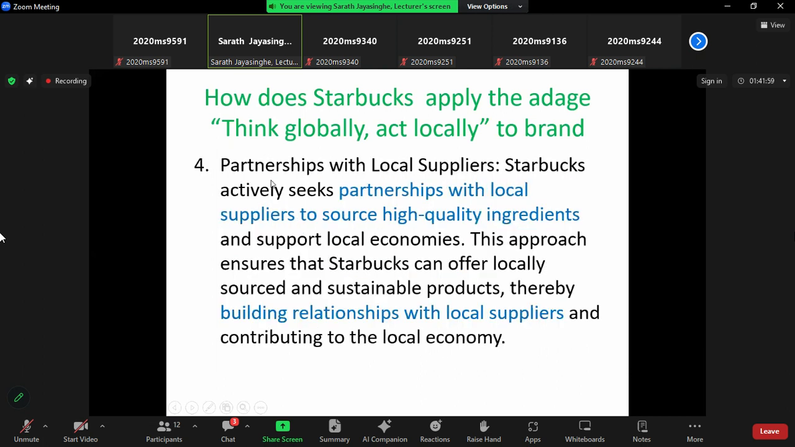Number four, partnership with local suppliers. Starbucks actively seeks partnership with local suppliers and sources high quality ingredients, right? And supports local economies. This approach ensures that Starbucks can offer locally sourced and sustainable products, thereby building relationships with local suppliers and contributing to the local economy. That is one aspect, right? Think globally and act locally.